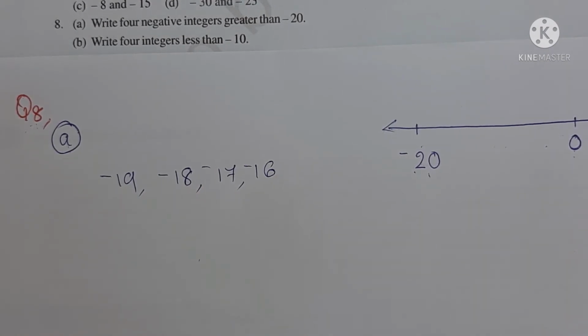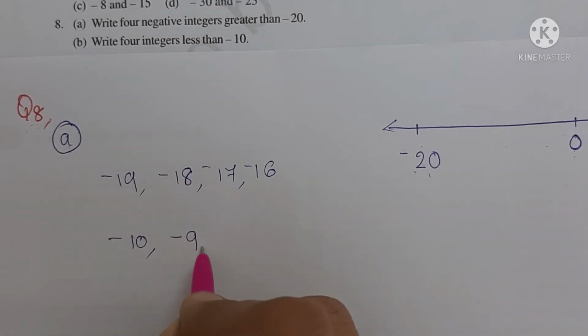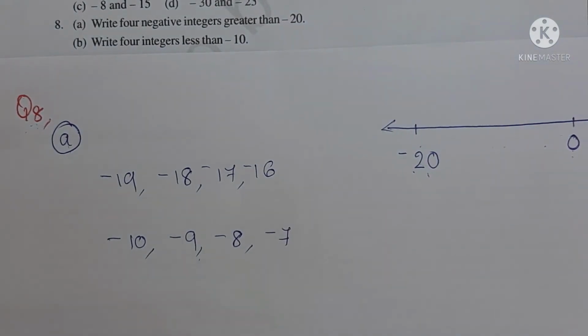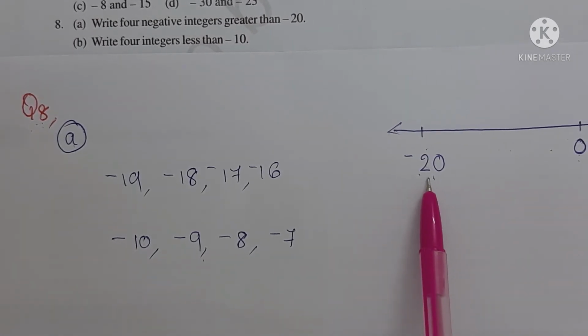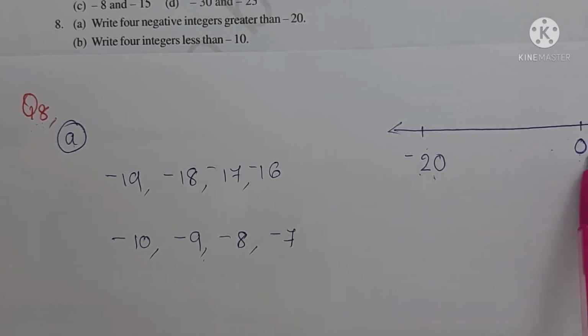You can write another set in between minus 20 and 0. Another set is minus 10, minus 9, minus 8, minus 7. Both are correct because you can find the greater numbers of minus 20. So it will be the integers between minus 20 and 0. You can write any set of greater numbers of minus 20.